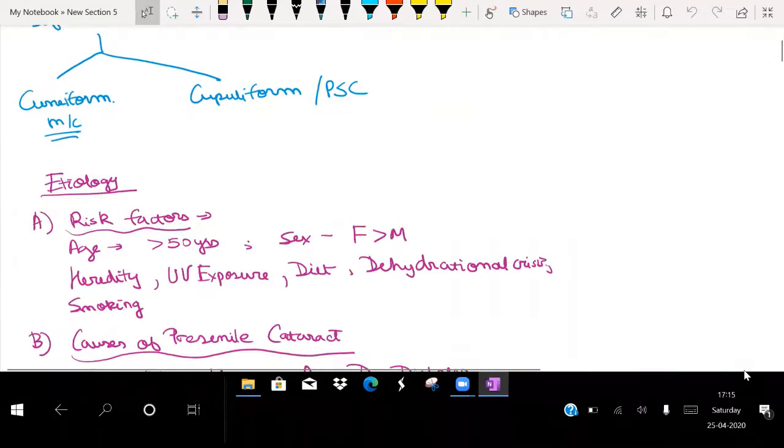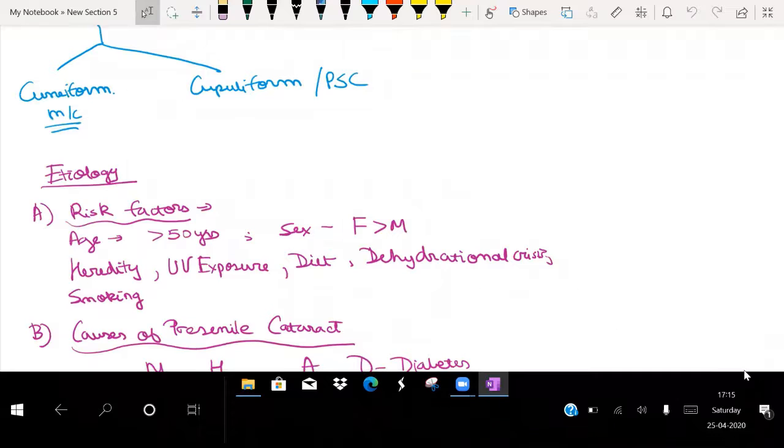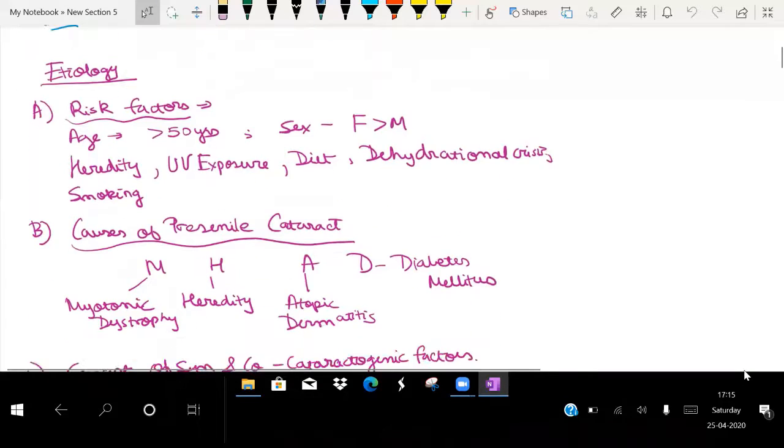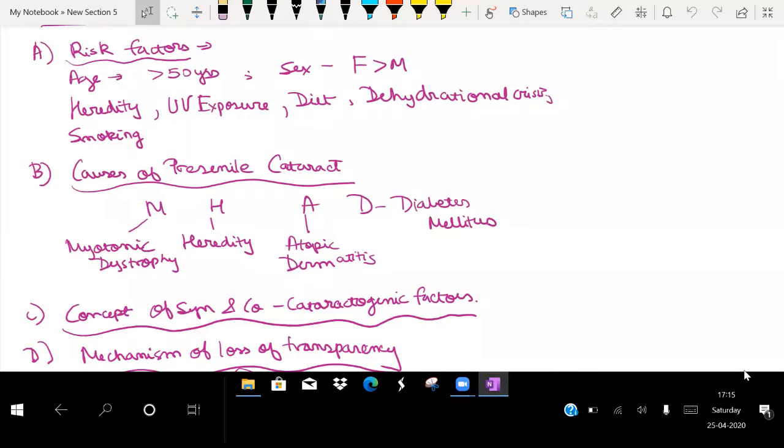The etiology is very simple. The most common risk factors involve age. It's more common in people more than 50 years of age, and more common in females. It can be hereditary, UV exposure, diet related, dehydration crisis, and smoking. For the causes of presenile cataract, we have MHAD: M for myotonic dystrophy, H for hereditary causes, A for atopic dermatitis, and D for diabetes mellitus.